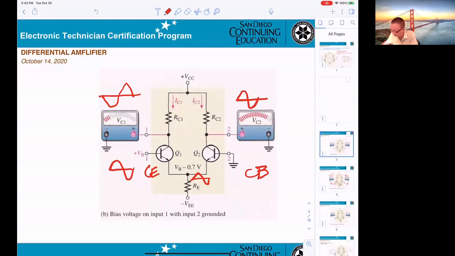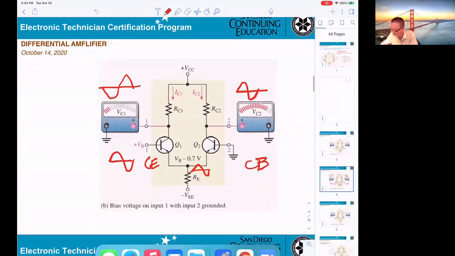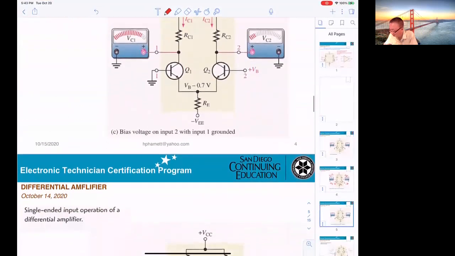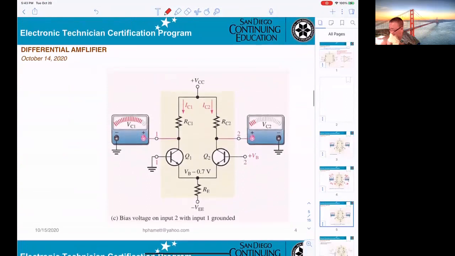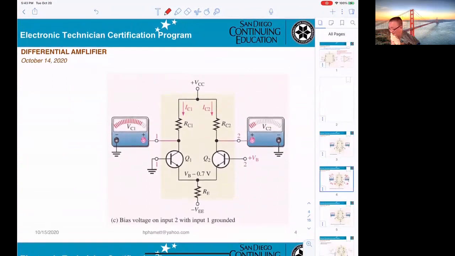Okay, if not, no. Now, this one will be the same thing, right? In this circuitry, input will be applied to Q2, and the base of Q1 is now grounded. So that tells you Q2 will be CE and Q1 will be CB. It just reverses.